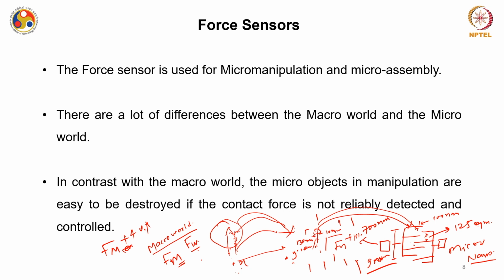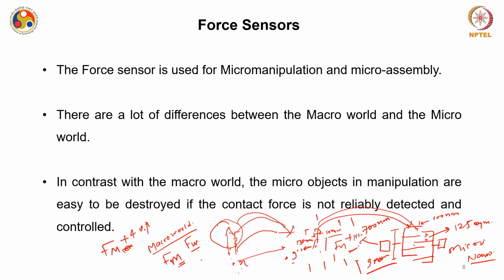Therefore, I have mentioned that in contrast with the macro world, micro objects in manipulation are easy to destroy if the contact force is not reliably detected and controlled. I will give you some examples of force sensors where this kind of change matters a lot, particularly in surgery or some operations, say eye operations, where these force sensors or micro manipulators play a very crucial role.